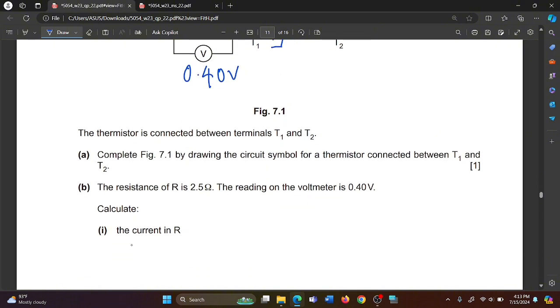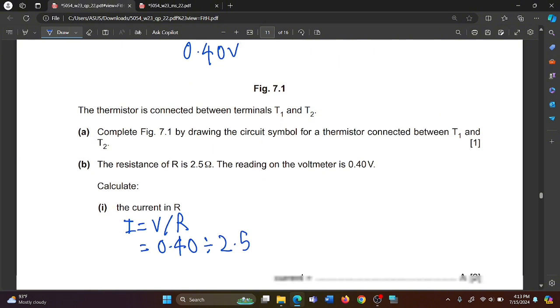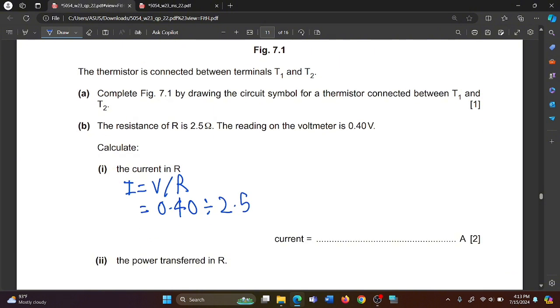So we can easily use Ohm's law to calculate the current, that is I equals V divided by R. V is 0.40 divided by R, which is 2.5. Now let's put these values in the calculator. 0.4 divided by 2.5 is 0.16. Our raw values, the values of V and R, were of two significant figures. Thus, the answer we write should also be of two significant figures.